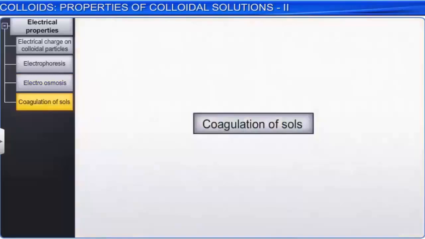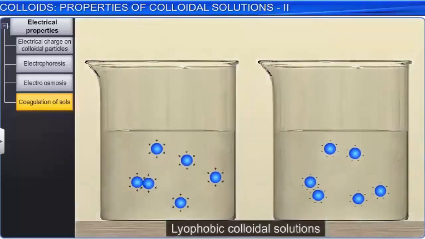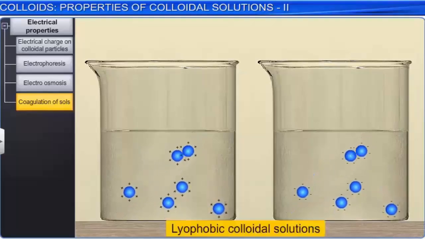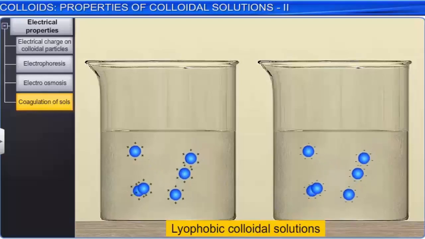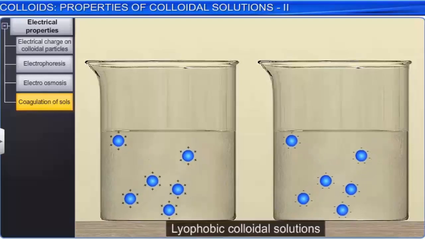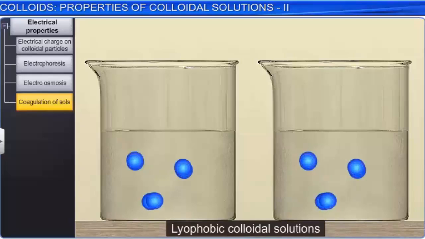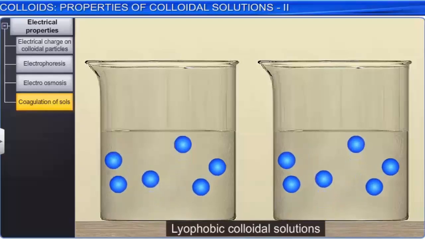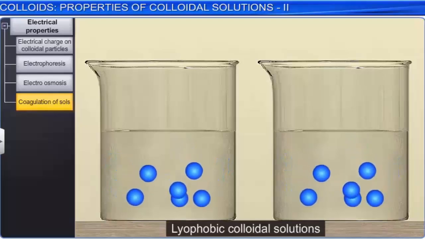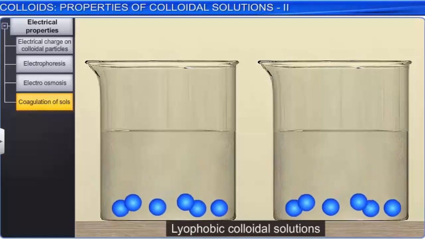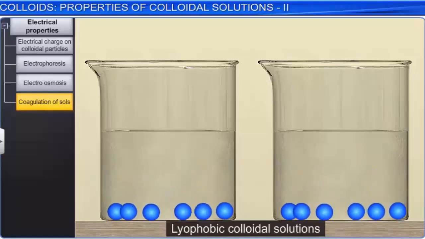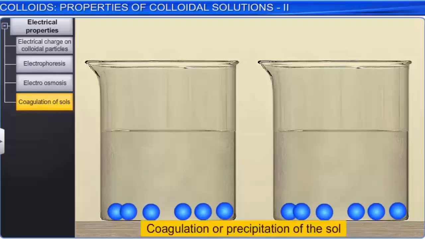Another very important property of colloids is their coagulation, flocculation, or precipitation. You already know that one of the factors responsible for the stability of lyophobic colloids is the presence of charge on colloidal particles. However, if the charge is destroyed, they are free to come near each other to form larger molecules. These larger molecules aggregate or coagulate and then settle down under the force of gravity. This phenomenon is called coagulation or precipitation of the sol.